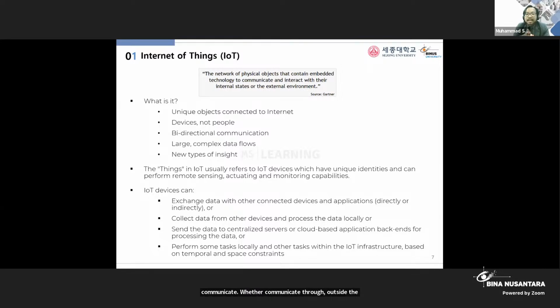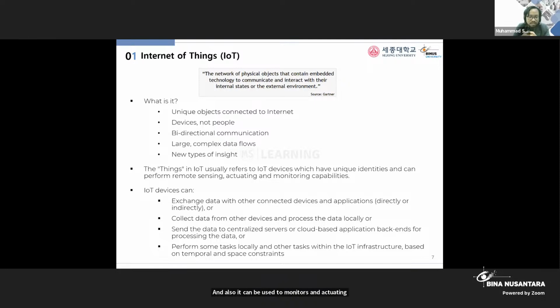externally, right? And the things in IoT usually refer to devices which have a unique ID, as I said before, and can perform remote sensing. If we have a sensor in it, then we can send some data, and we can send this data through the internet or through other forms. And it also can be used to monitor and actuate too.